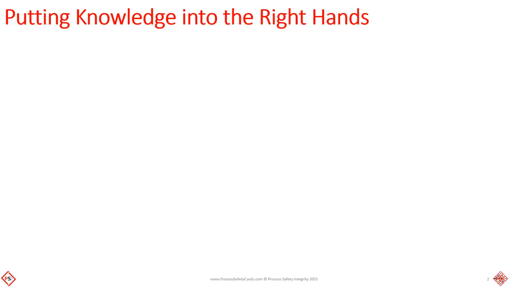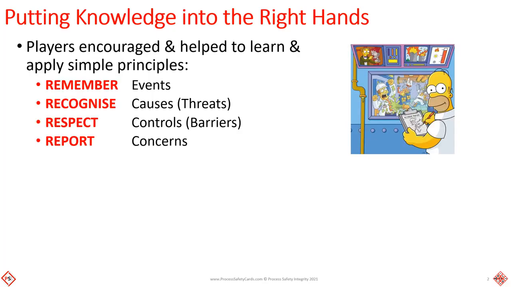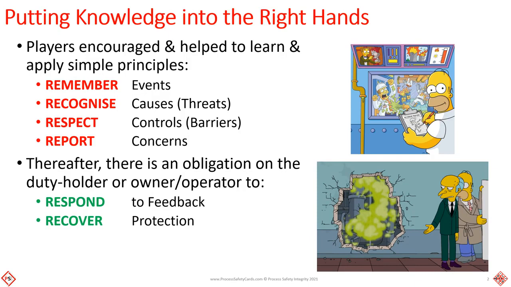Process safety cards put knowledge into the hands of those who may contribute to, or be affected by, loss of containment events. Players are encouraged and helped to learn and apply simple principles. Remember events. Recognize causes or threats. Respect controls and barriers. And report your concerns. Then, there's an obligation on the duty holder or owner-operator to respond to feedback and promptly recover the protection.